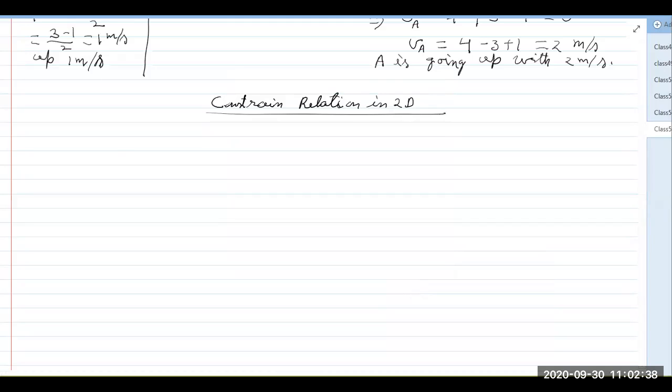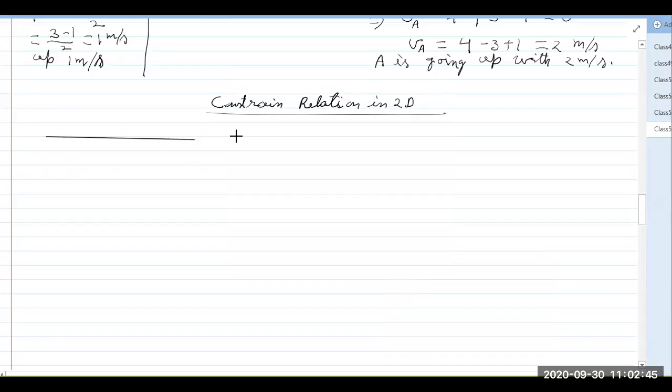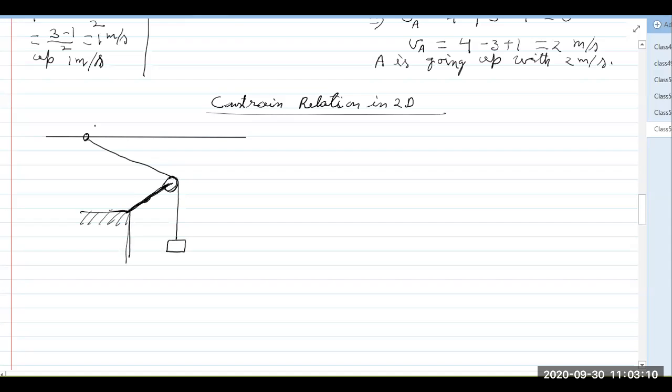Suppose we have a horizontal rod, like this, and a ring is sliding on this rod, and another object is hanging from here, and there is a pulley here. This pulley is fixed. Okay, this is the pulley, and this is movable.